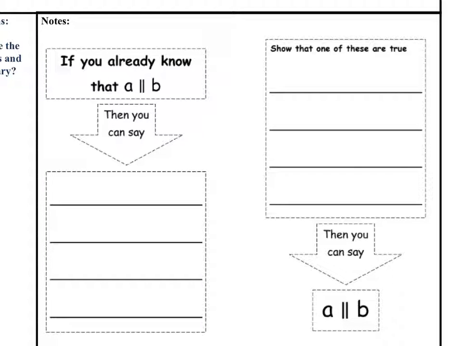If you already know, if it's given to you, or if you can say that you have parallel lines, A is parallel to B, then you could say that, but you could also say, what is true about the alternate interior angles then? If you have parallel lines, what's true about those angles? They're congruent.